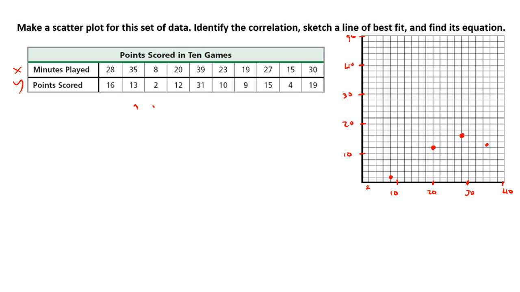When x is 39, y is 31. 23 to 10. 19 to 9. 27 to 15. 15 to 4. And 30 to 19.